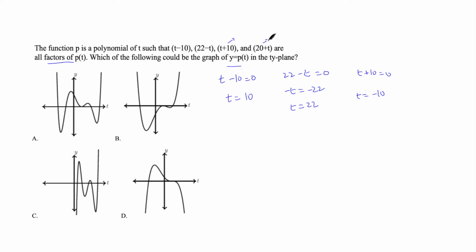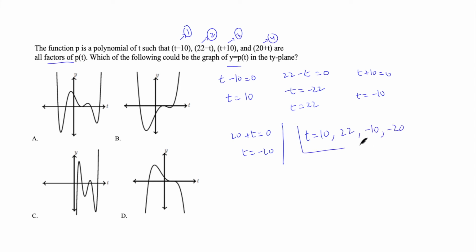And lastly, this is our fourth root, this is our third root, this is our second root, and this is our first root. We are given 4 different roots. So 20 plus t equals 0. So t equals minus 20. So if I sum this up, we have t equals 10, 22, minus 10 and minus 20. Now it will be easier for us to evaluate the graph.